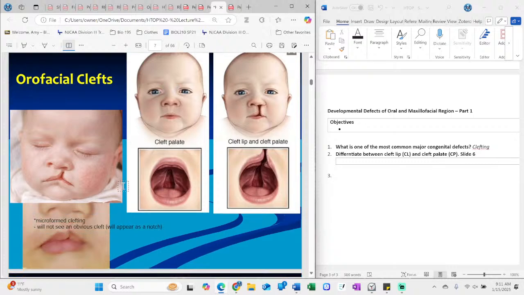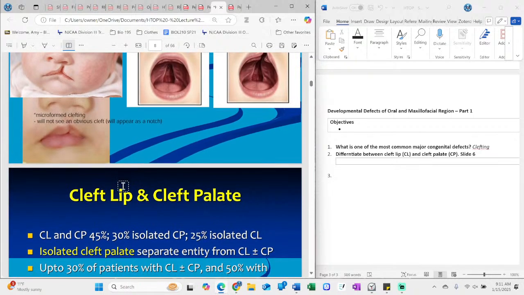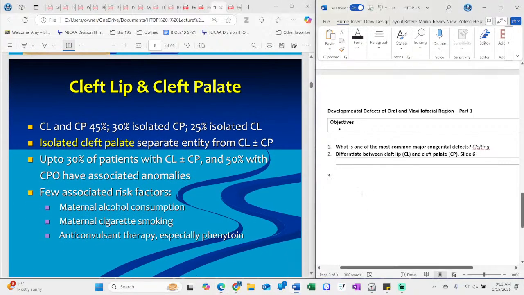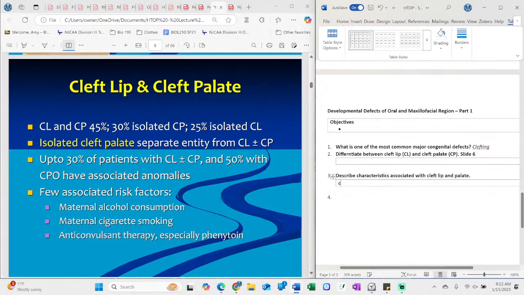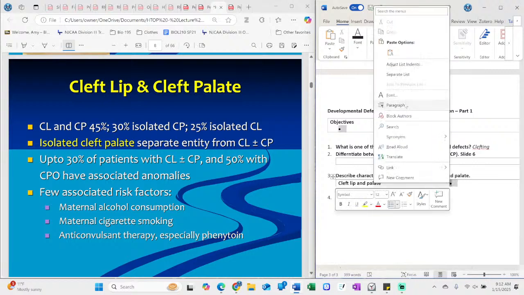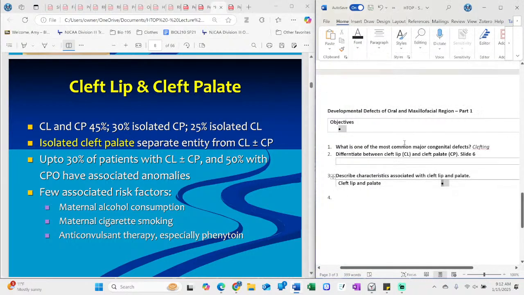So about 45% of the cases comprise cleft lip with cleft palate. So the patient has both cleft lip and cleft palate. About 30% of the cases represent isolated cleft palate without any clefting of the lip, whereas 25% represent isolated cleft lip only. Now, the etiological factors of cleft lip and cleft lip with cleft palate are quite identical. They are quite similar. That is why they are considered a separate entity from cleft palate only.